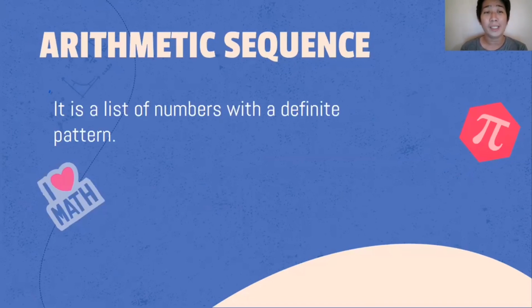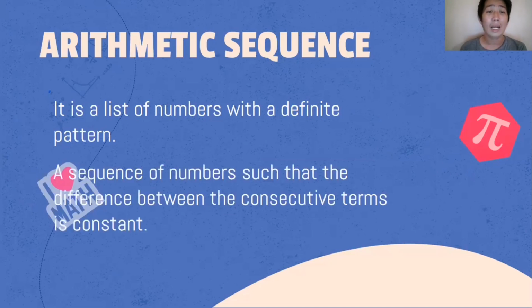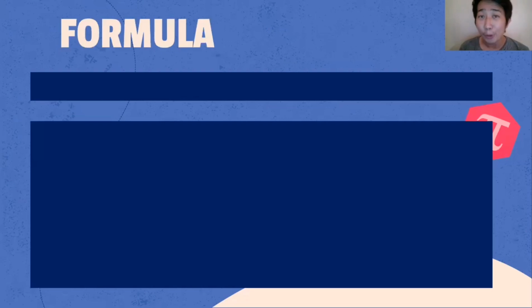What is arithmetic sequence? Arithmetic sequence, it is a list of numbers with a definite pattern. A sequence of numbers such that the difference between the consecutive terms is constant, also known as the common difference. There are formulas to be remembered in solving arithmetic sequence.